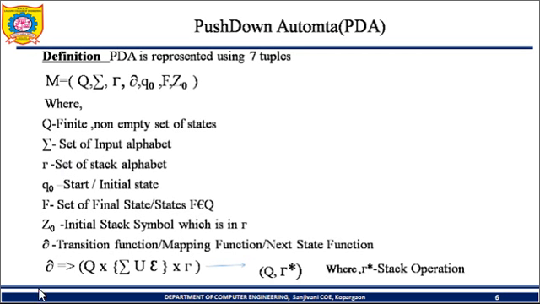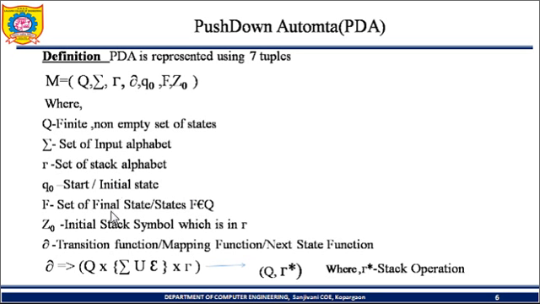Delta is a transition function, mapping function, or next state function. Here delta takes the current state and the current input symbol. If we don't have a current input symbol, then it will be epsilon, along with the topmost stack symbol. It will decide the next state as well as the stack operation: push operation, pop operation, or no operation. Q0 is the initial or start state of the PDA.